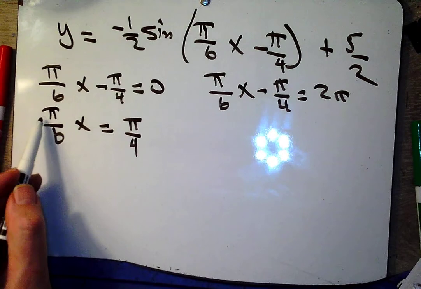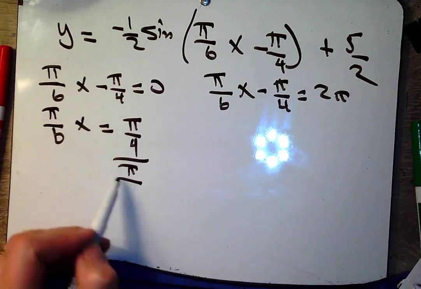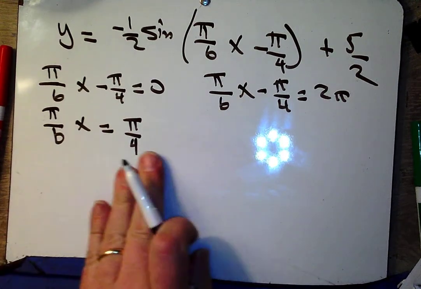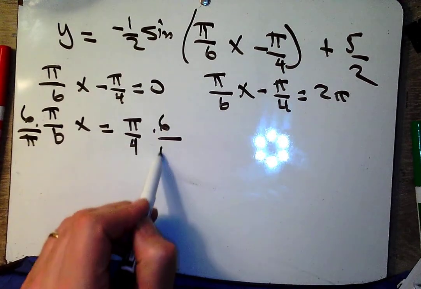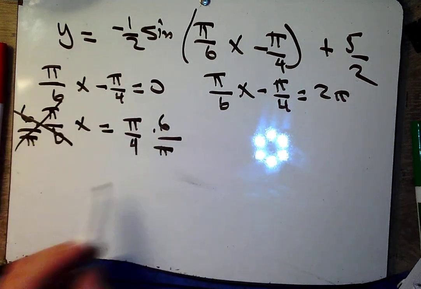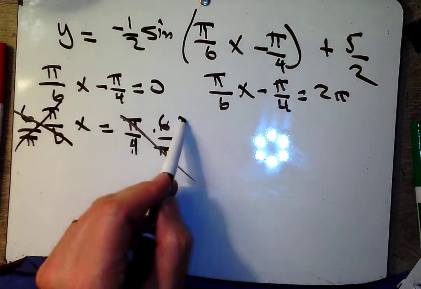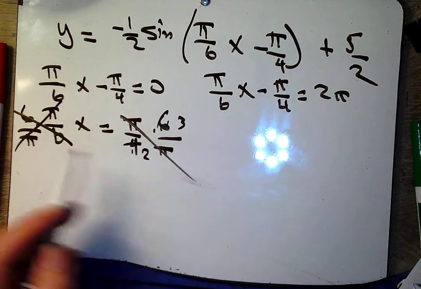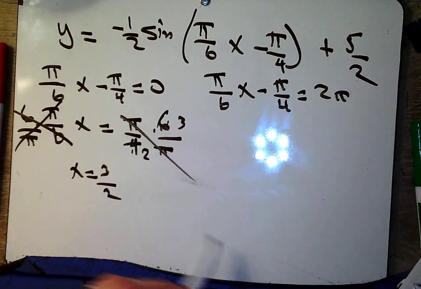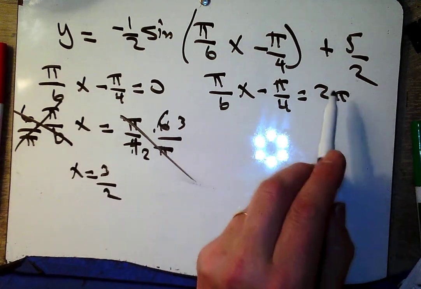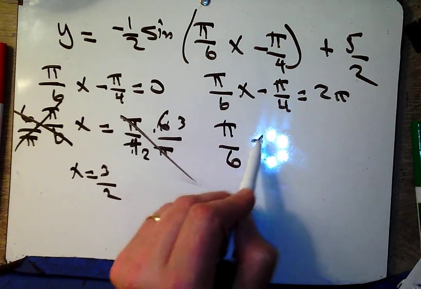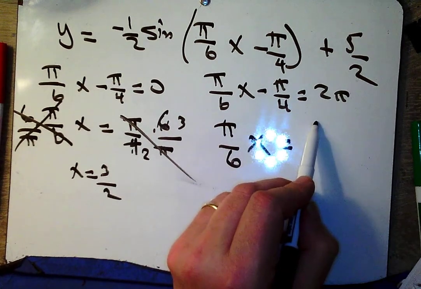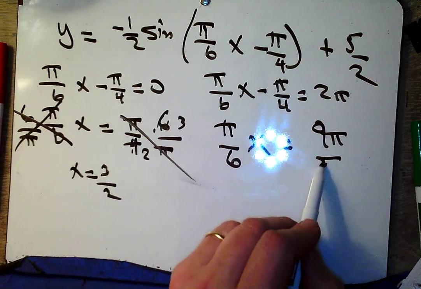And no, I don't want to divide by pi over 6. Look, that's not a good time for anyone. Multiply by the reciprocal, and even some reducing. And so I get x equals 3/2. Over here, 8 pi over 4 plus 1 pi over 4 equals 9 pi over 4.